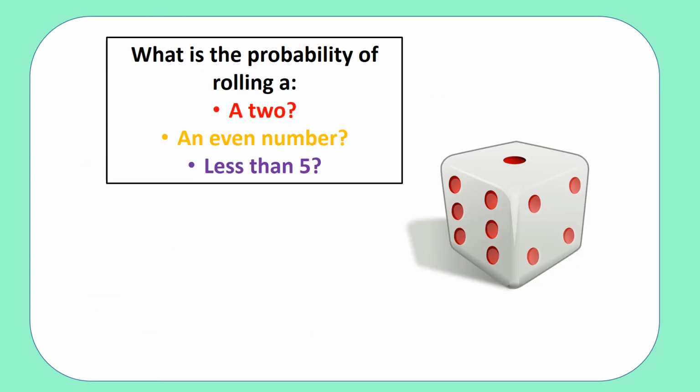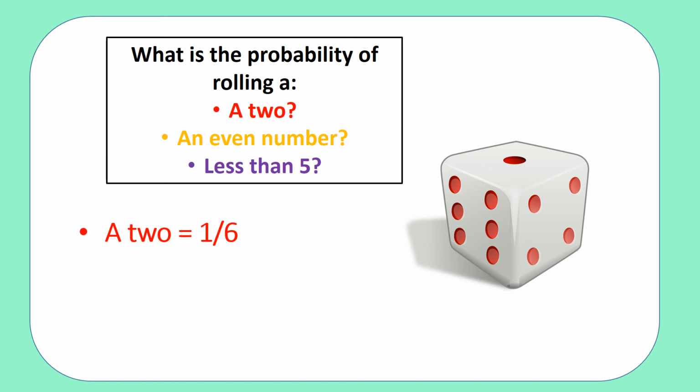What is the probability on a fair die? You might hear the words fair or unbiased die or dice. That means that it's equally likely to fall onto all 6 faces. So the probability of rolling a 2 is 1 in 6 because there's only one side which has got a 2 on it and there's 6 faces.